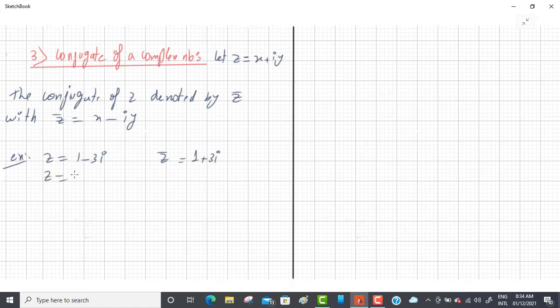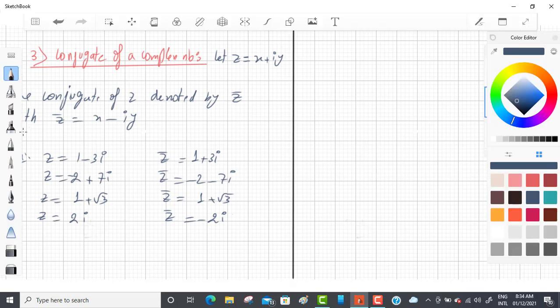If z equal minus 2 plus 7i, z bar will be minus 2 minus 7i. You only have to change the sign of i. For example, if z equal 1 plus radical 3, z bar equal 1 plus radical 3. You don't change anything in this case because it's a real number. There is no i to change its sign. For example, if z equal 2i, z bar equal minus 2i. Okay, this is the conjugate.